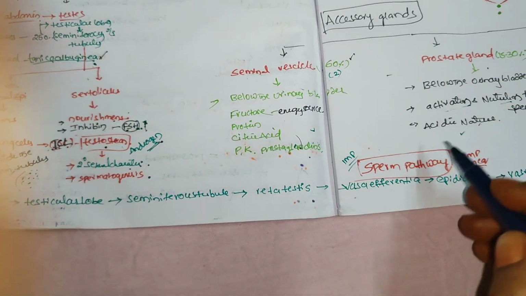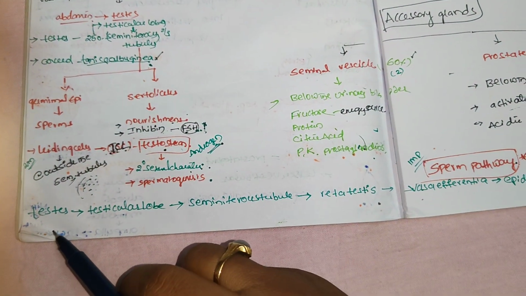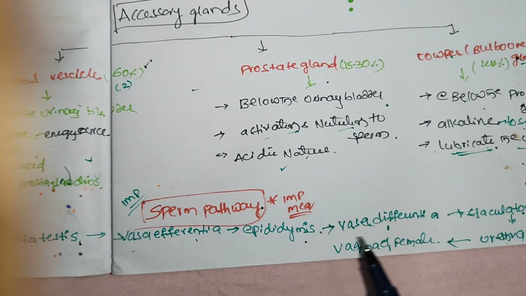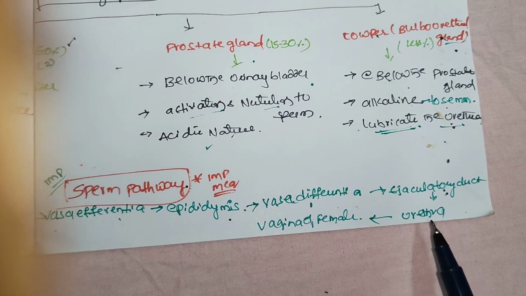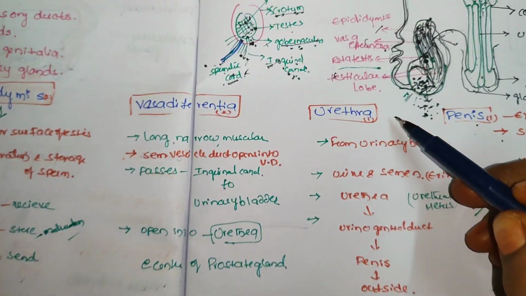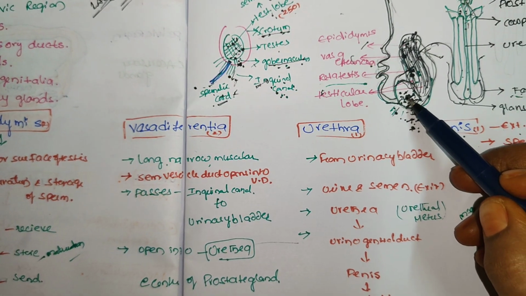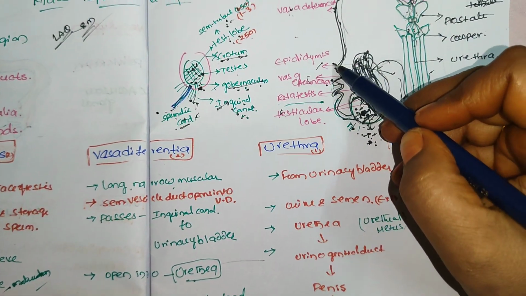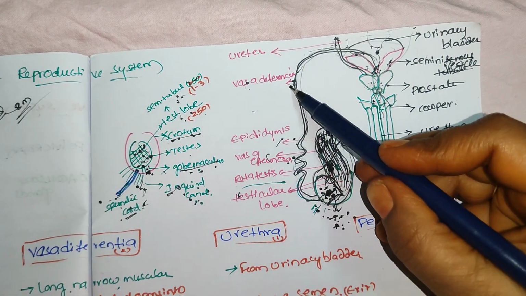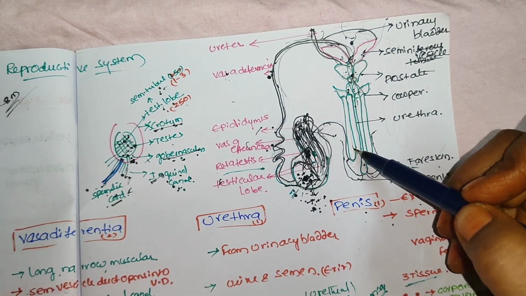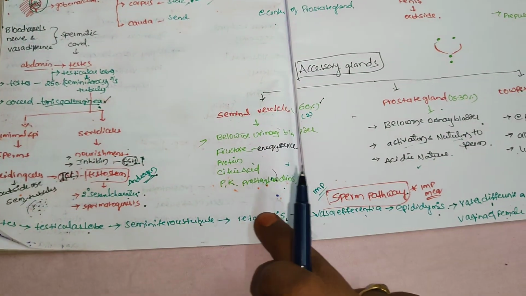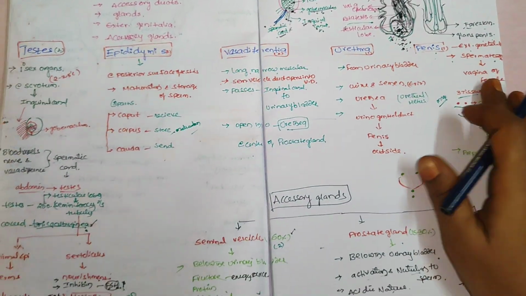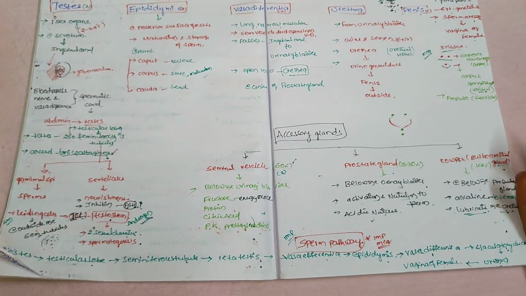Points to remember, very important: the sperm pathway. First the testis, testicular lobe, seminiferous tubule, rete testis, vasa efferentia, epididymis, vasa deferentia, ejaculatory duct, urethra and vagina of the female. This pathway is very important in MCQs. You have to remember the parts, the functions of the parts, the glands, and also the parts homologous to the female reproductive system.